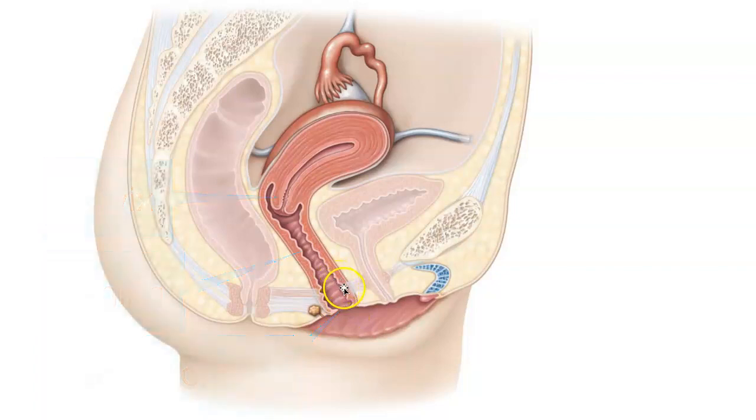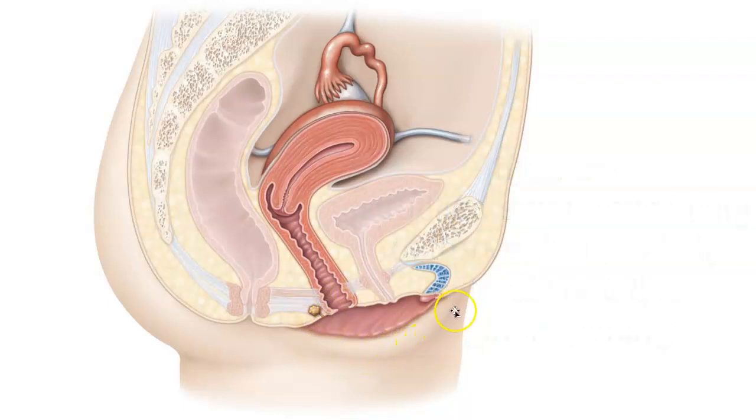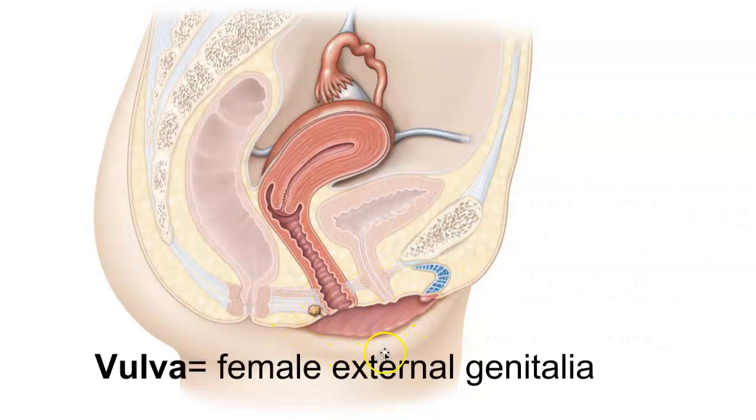The stratified squamous epithelium that lines the vagina can extend and grow into the vaginal opening, partially enclosing it, and that's what's known as the hymen, which is typically damaged with physical activity or sexual activity. The vaginal opening is part of the external genitalia, which collectively is known as the vulva. So everything on the outside of the female is known as the vulva.